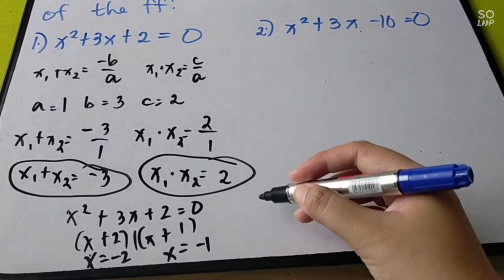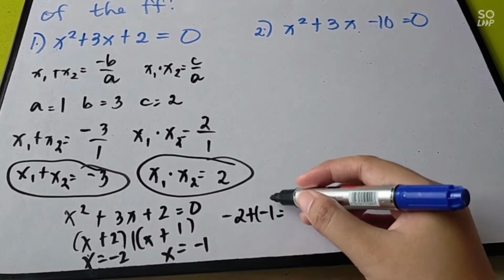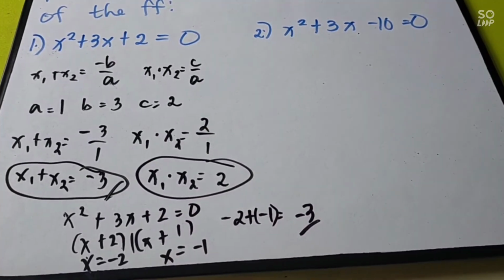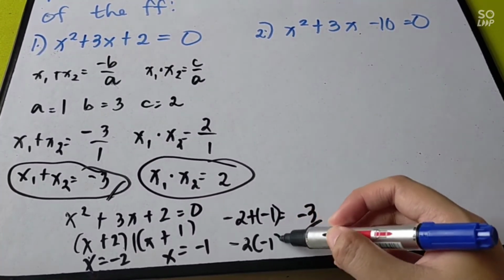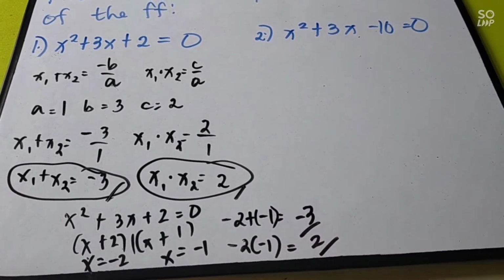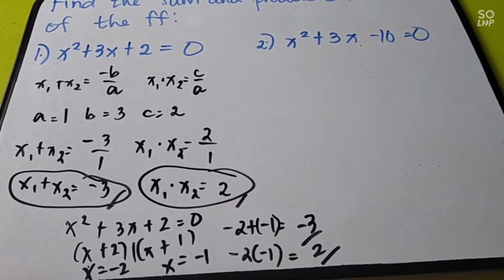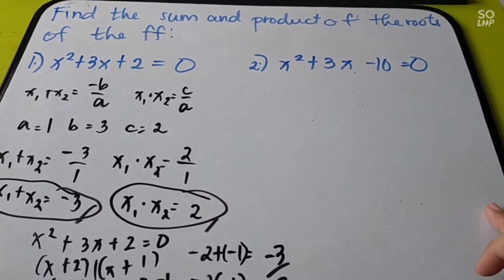Diba? Pag inadd mo yan, negative 2 plus negative 1, ang sagot ay negative 3. That's the sum. Ayun. Diba? Parehas. If you multiply negative 2 times negative 1, the answer is positive 2. That's the product. That is it. Alright? So, ganun lang siya kasimple. So, that's the sum and product of the roots. Next tayo, let us have number 2.